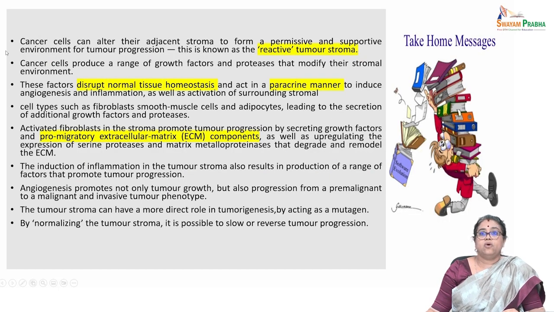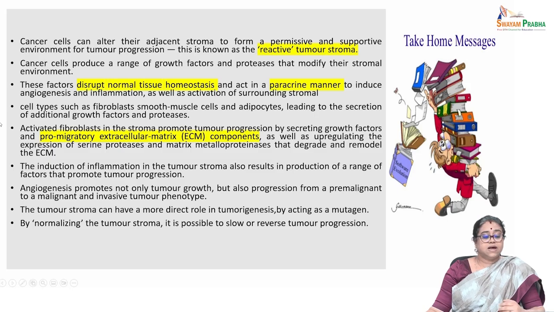So, the take-home messages are: cancer cells can alter their adjacent stroma to form a permissive and supportive environment for tumor progression. And this is known as the reactive tumor stroma. Cancer cells produce a range of growth factors and proteases that modify their stromal environment. These factors can disrupt the normal tissue homeostasis and act in a paracrine manner to induce angiogenesis and inflammation as well as activation of the surrounding stromal tissues.